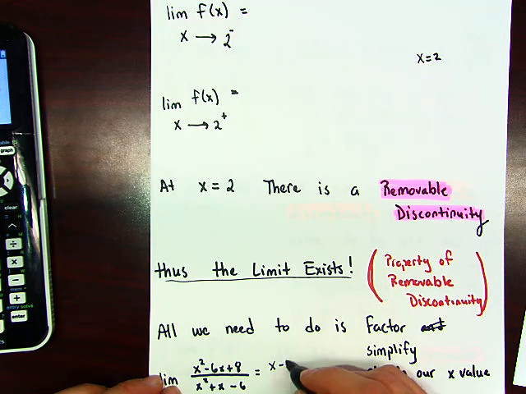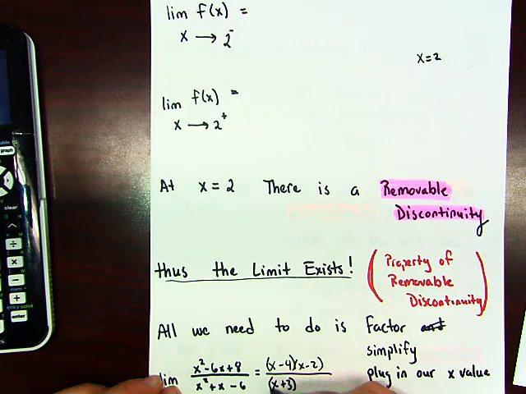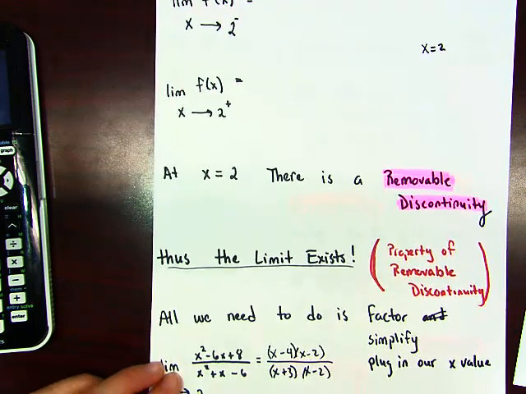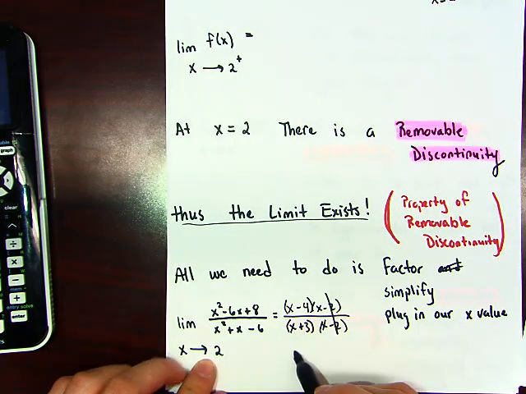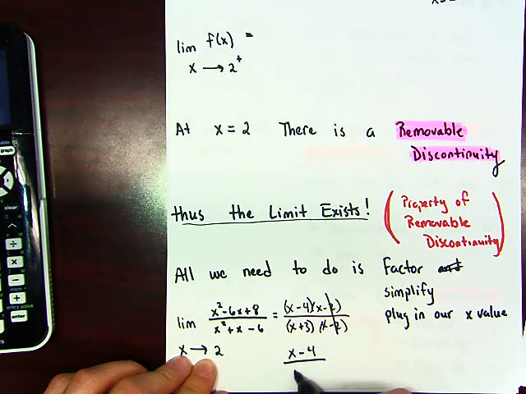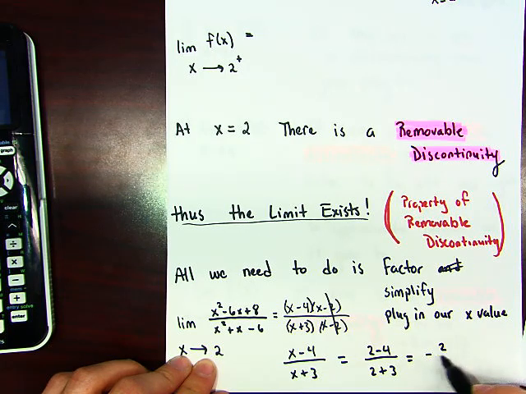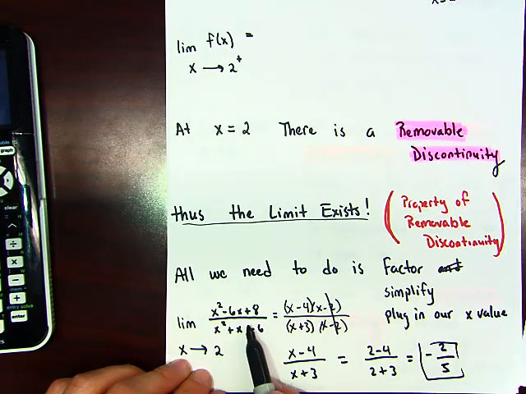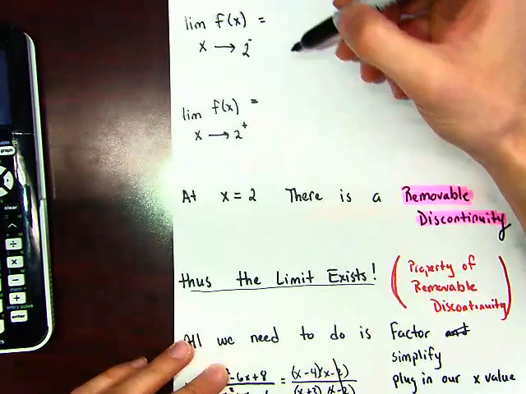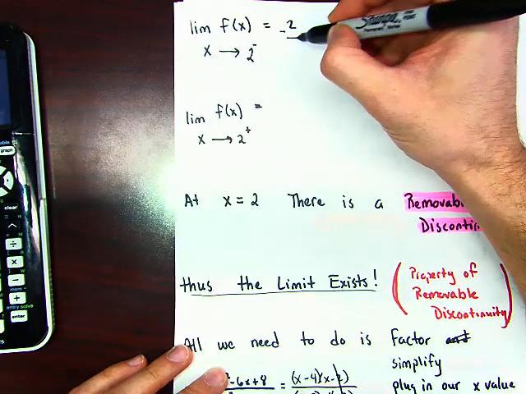So if we factor this, this is x minus 4, x minus 2, and this is x plus 3, x minus 2. And all we need to do is cancel these x minus 2's and then just plug in the value of 2. So I have x minus 4 over x plus 3. And now this just becomes 2 minus 4 over 2 plus 3, and this becomes negative 2 over 5. So the limit as x approaches 2 of this function is negative 2 over 5. And we know that the limit for the left and for the right is also the same because the limit exists.